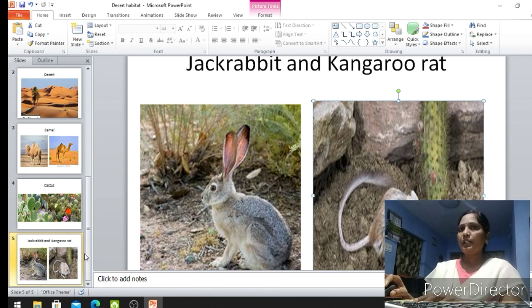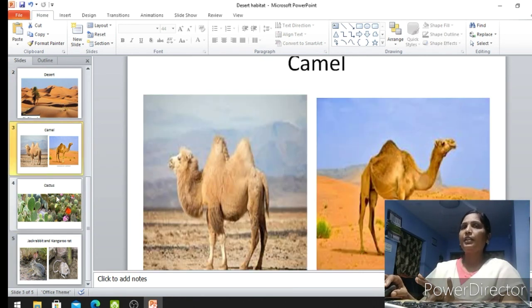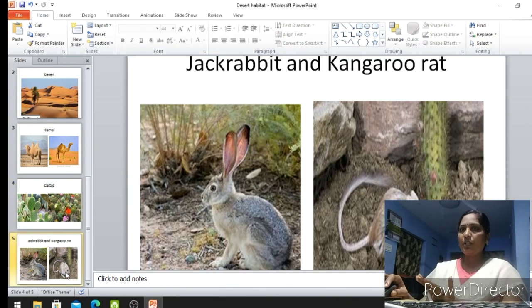Understood, children? So in our coming class, we'll discuss grassland habitats, mountain habitats and aquatic habitats. What type of animals live in these areas and what adaptations they show, we are going to discuss in detail in the coming class. So in today's class, you understood the adaptations shown in desert areas, what type of animals live in these areas and what adaptations they show, very clearly.